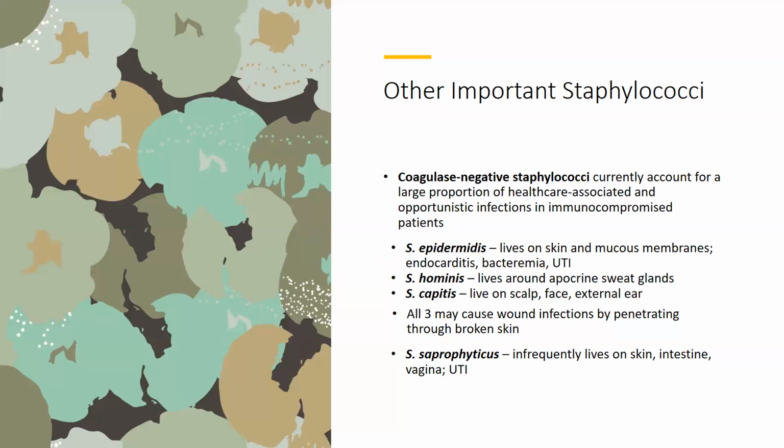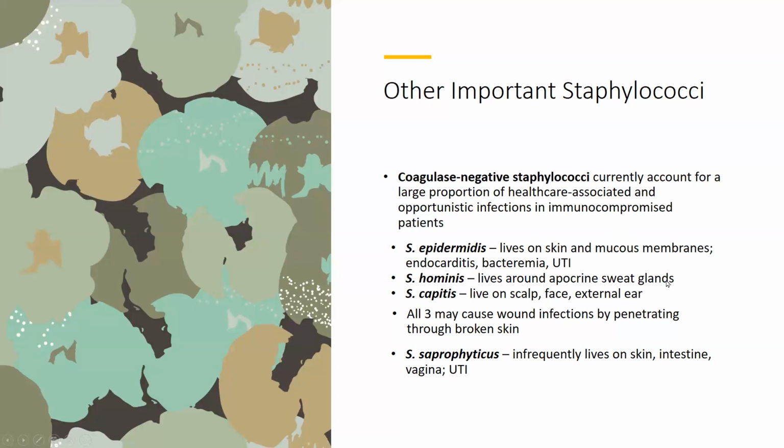There are some other staph bacterium though that are important to know. These are all coagulase negative staph. So Staph aureus is the only coagulase positive staph species. Coagulase negative staph account for a large proportion of healthcare associated diseases or opportunistic infections, especially in immunocompromised patients. So Staph epidermidis is probably your next most common. It lives on your skin, lives in mucous membranes. You could see this in endocarditis, in sepsis, in UTIs, less common.